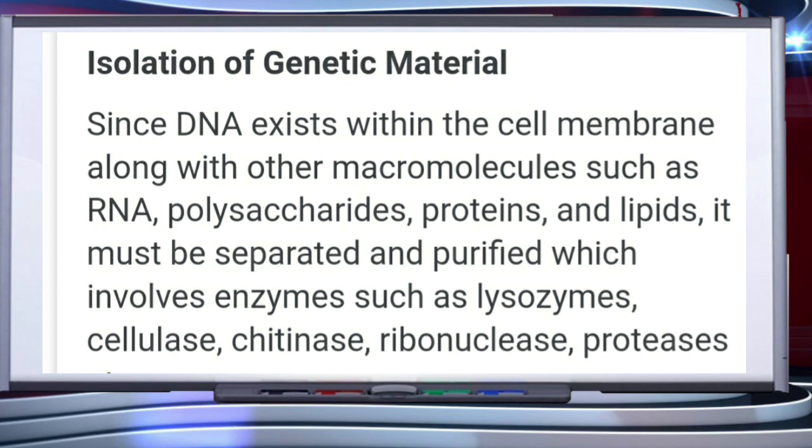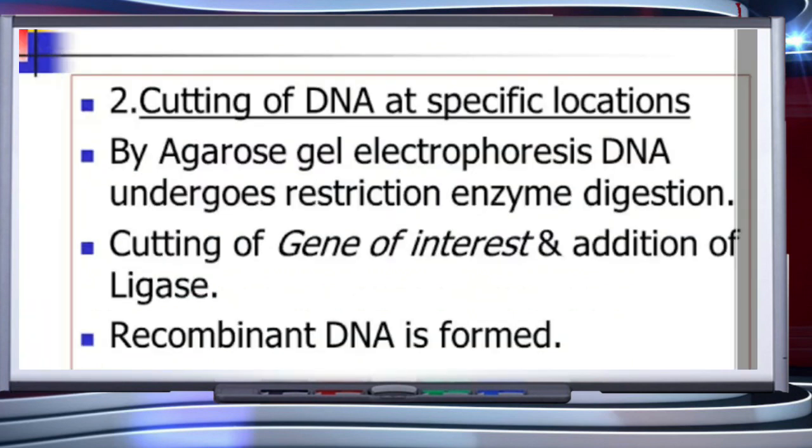After isolation of DNA, cutting of DNA at specific locations. It is done by using restriction enzymes. The purified DNA is incubated with the specific restriction enzyme at conditions optimum for the enzyme to act. Restriction enzymes are also known as molecular scissors because they are used to cut the DNA at specific locations.